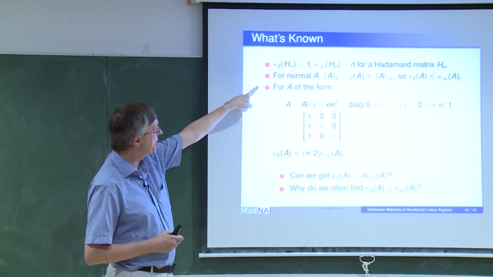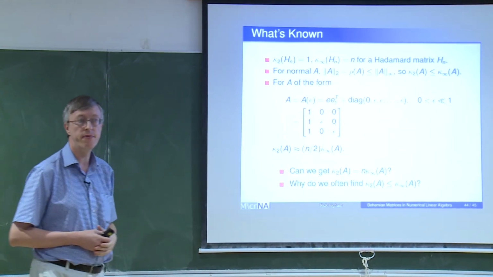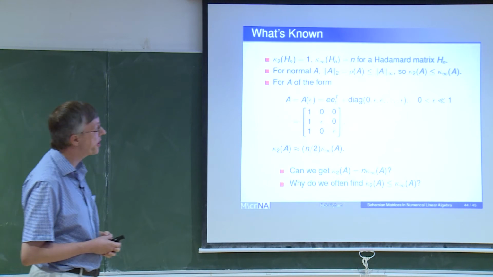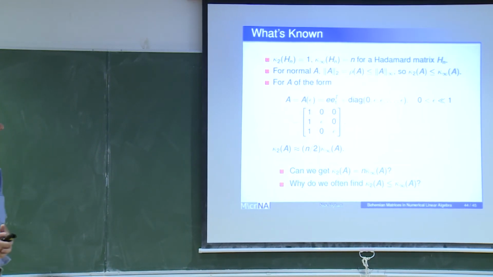For a normal matrix, we understand what's going on because we know that the two-norm is the spectral radius, and the spectral radius is bounded above by any norm, in particular the infinity norm. So for a normal matrix, again, kappa 2 is less than or equal to kappa infinity. So what about the other direction? Can we make kappa infinity smaller than kappa 2?